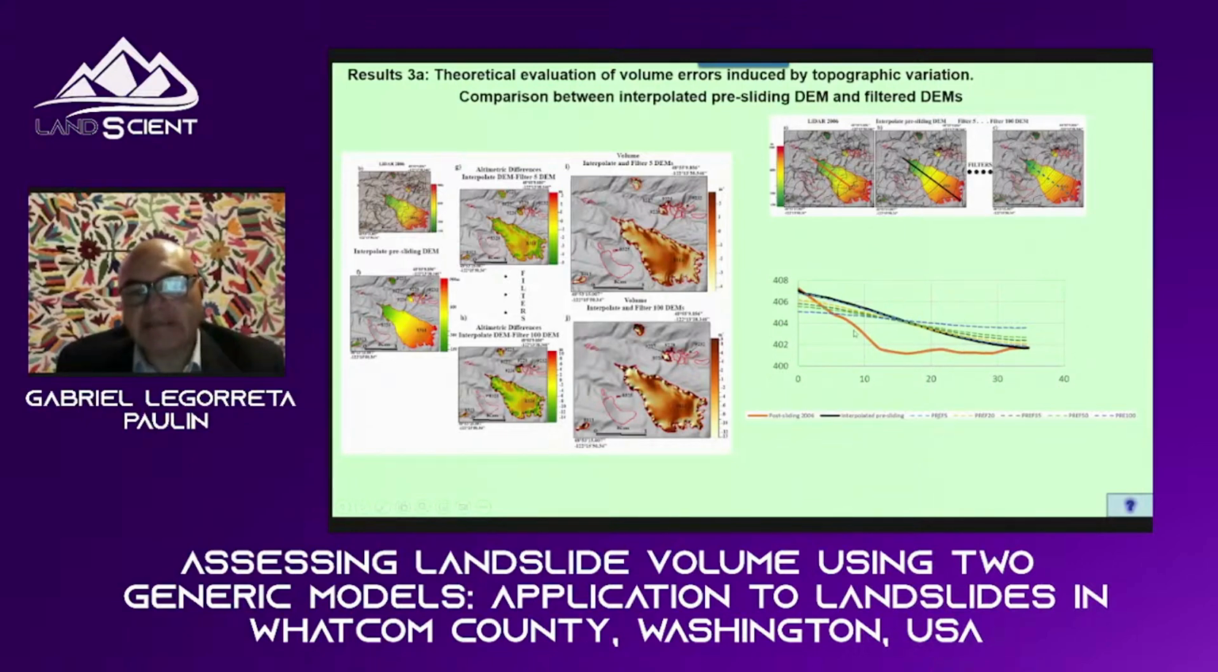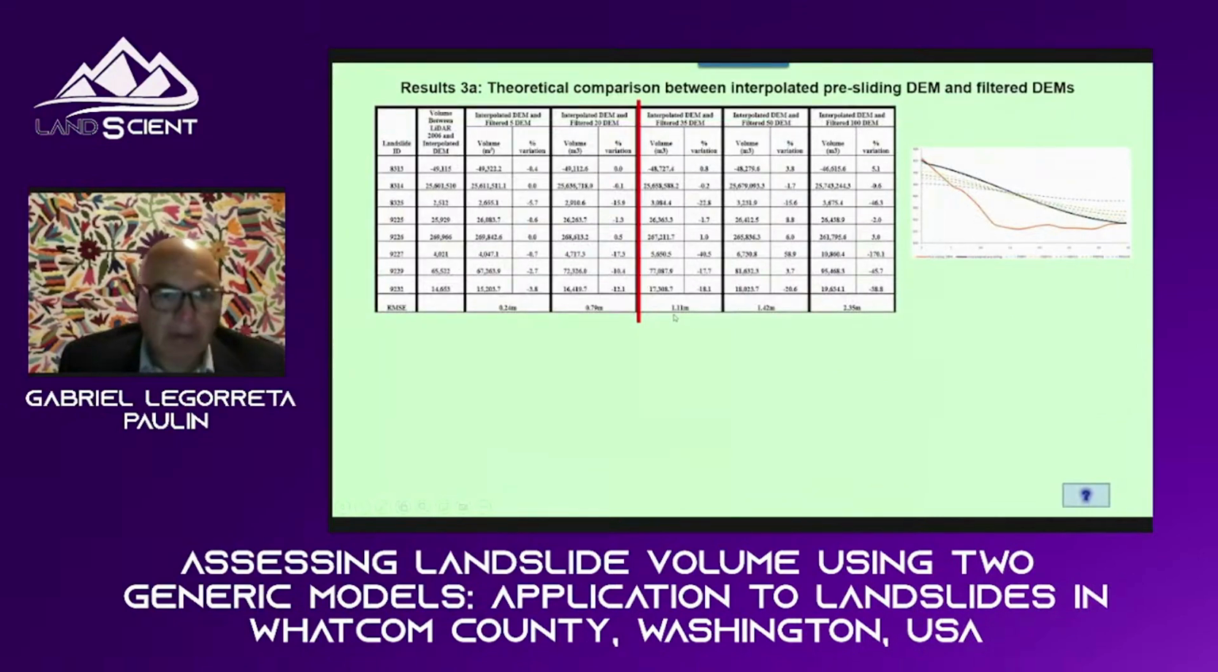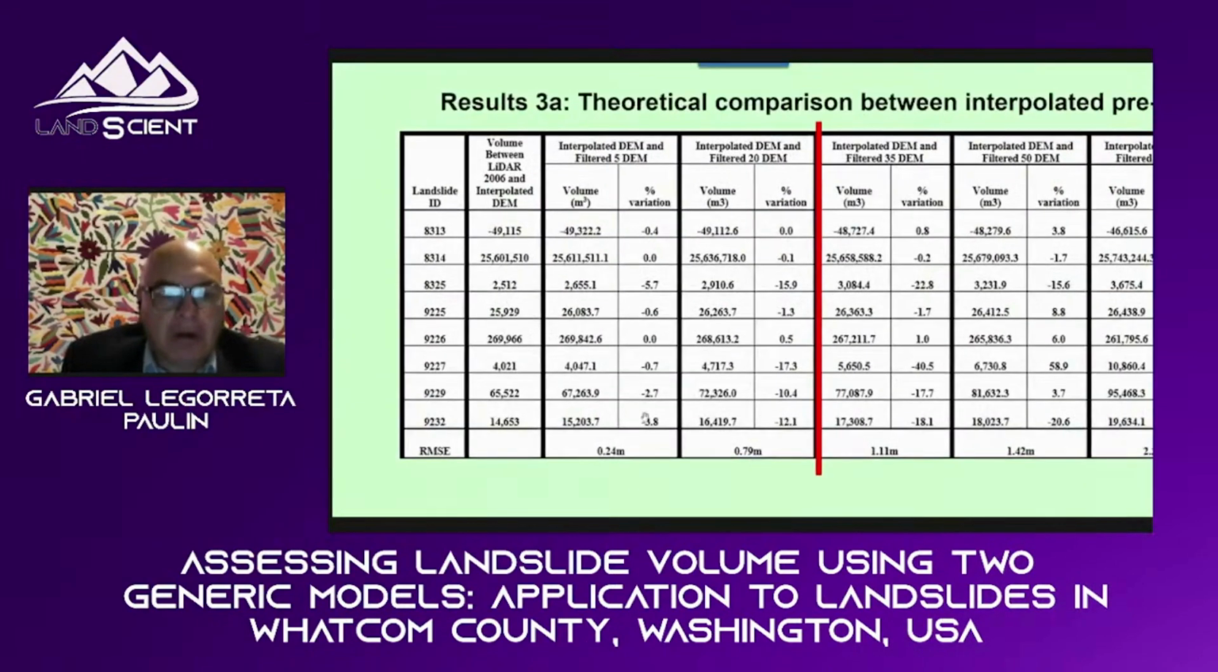Now, how do we relate these altimetric changes with the volumetric changes? To do that, we use the following table. So on the left side, we have the reference volume obtained with the 2006 LiDAR and the interpolated digital elevation model. And then we obtain the volume for filter 5, 20, 35, 50, and 100, and the percentage of variation of this volume. So for instance, for filter 5, the variation goes from 0 to about 6%.